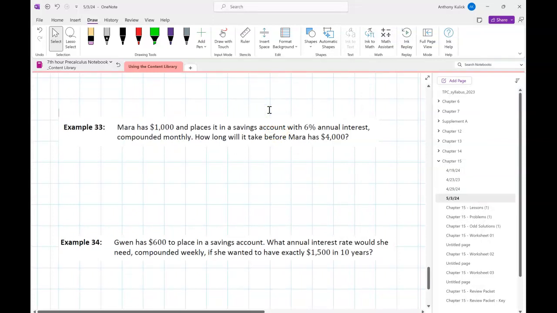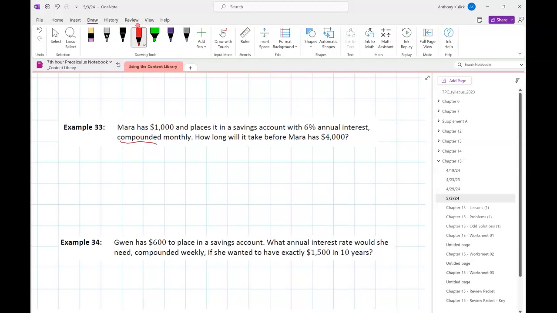All right. Here it says Mara has $1,000 and places it in a savings account with 6% annual interest compounded monthly. How long will it take before Mara has $4,000? Which formula am I going to be using? Simple or compound? Compound. It says compounded right there, so we know it's compound interest.